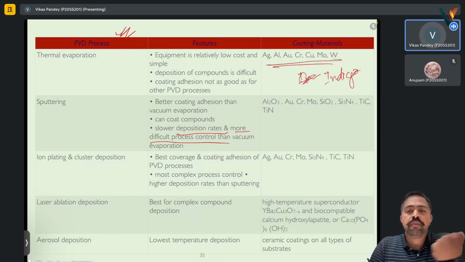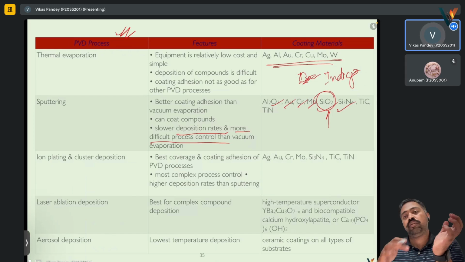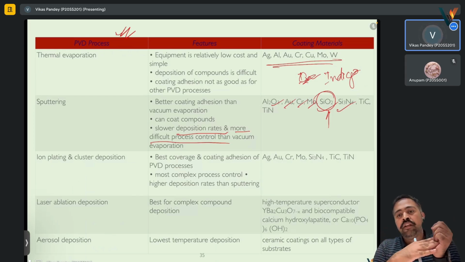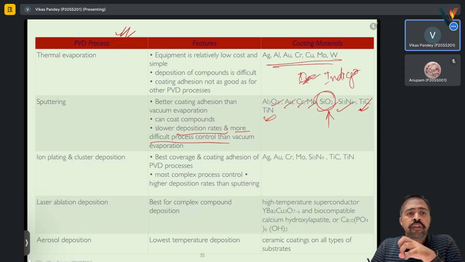Some of the common coating materials are Al2O3, gold, chromium, molybdenum, SiO2, silicon nitride. So we have made an oxide, and then we can use it to deposit over another material that we cannot directly grow over. Silicon nitride, titanium carbide, titanium nitride, all these things can be deposited using sputtering.